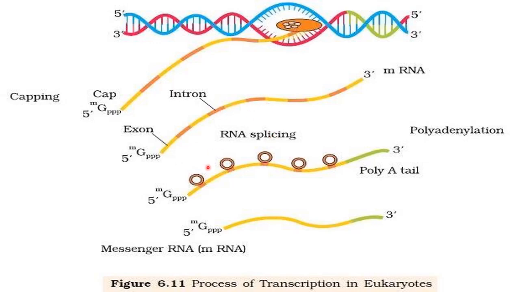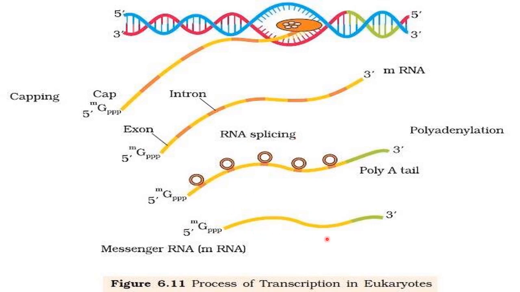So how are these introns removed? These structures will be formed, and these structures are called spliceosomes. After formation of these spliceosomes, they will get detached from the RNA, and the remaining portion, meaning the exon parts, will get attached, and this process is called RNA splicing.